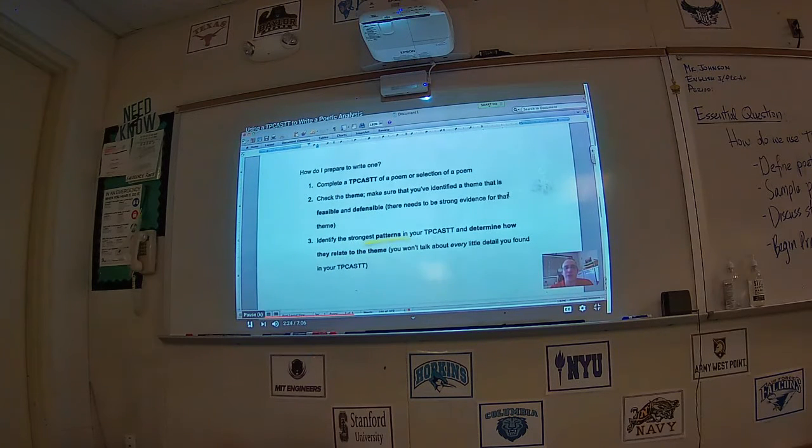Once you've done that, the third step is to identify the strongest patterns that you found in the TP-CASTT and determine how they relate to the theme. At this point, it's important to mention that you're not going to write everything from your TP-CASTT into a poetic analysis. You're only going to be using the very strongest evidence, the strongest 2 or 3 poetic devices from the poem in the poetic analysis.